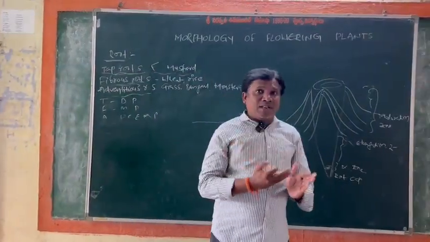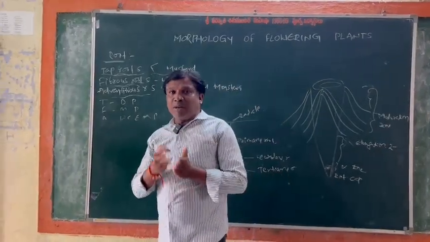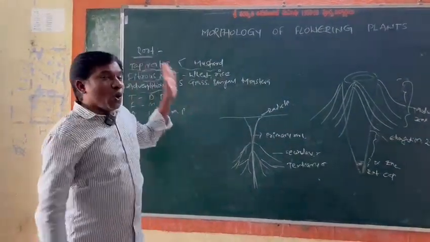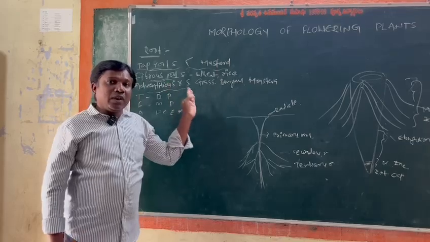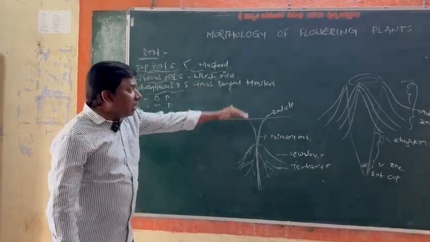The second one is what we call fibrous root systems. In monocot plants, primary root is very short. A large number of thin thread-like branch roots are developed from the base of the stem.